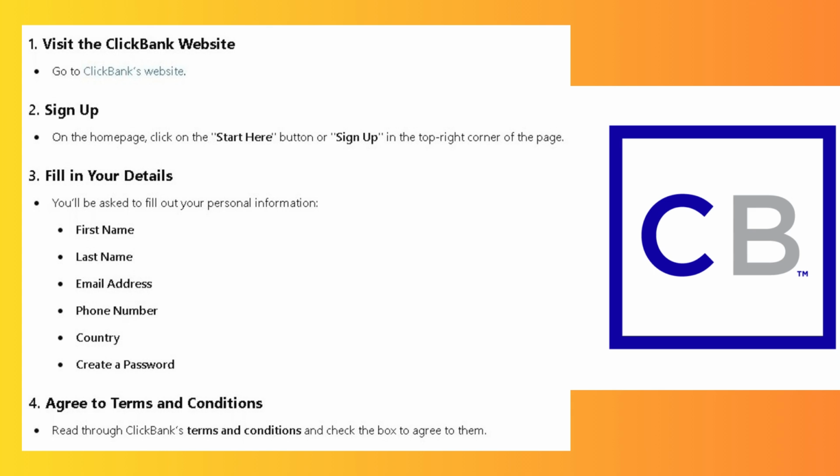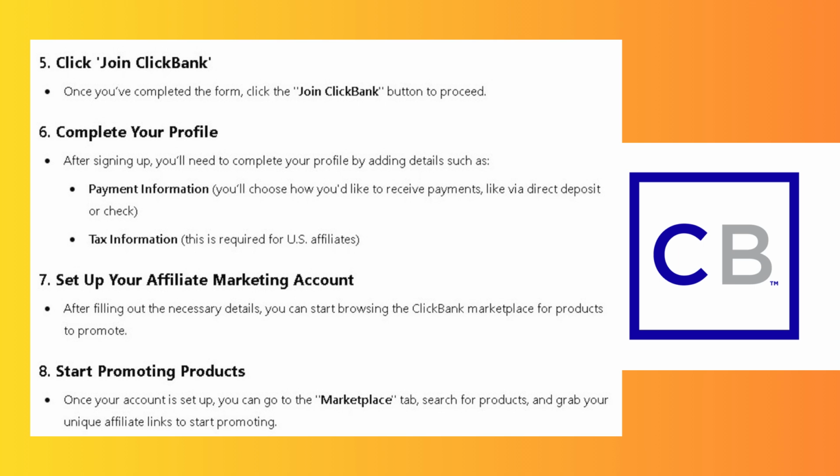Fill in your details. You will be asked to fill out your personal information such as your email address, first name and last name, phone number, country and password. Agree to the terms and conditions. Read through the ClickBank terms and conditions and check the box after you agree to them. Join ClickBank. Once you've completed the form, click the join ClickBank button to proceed.